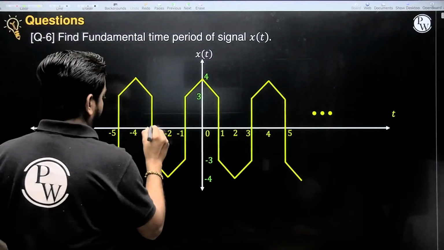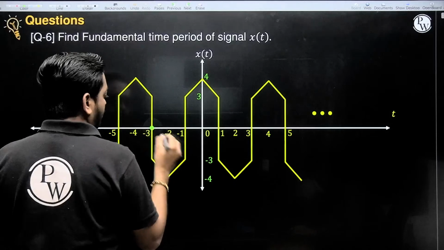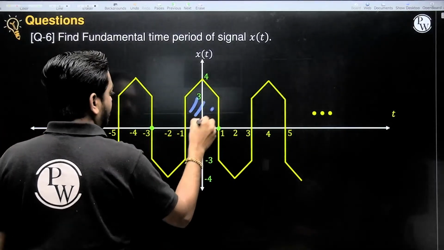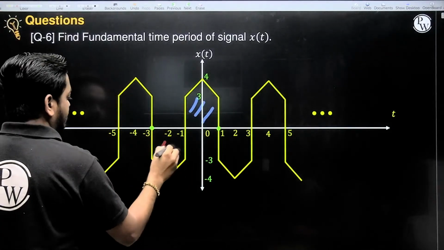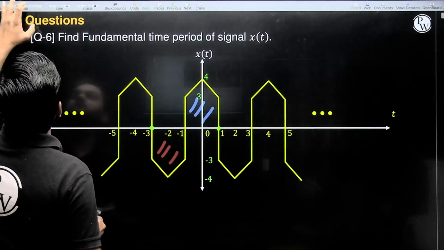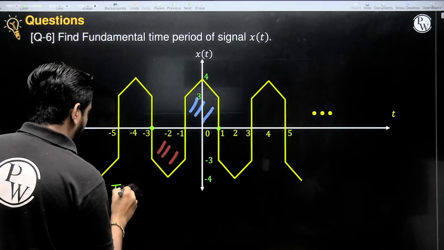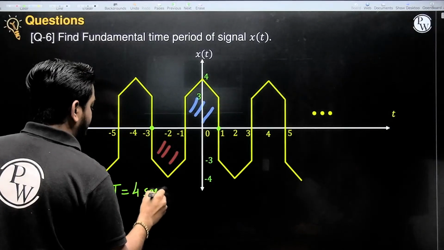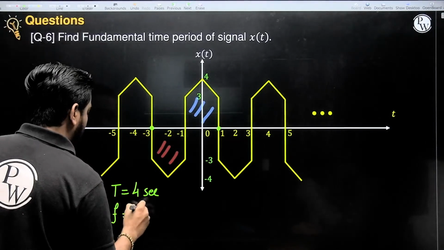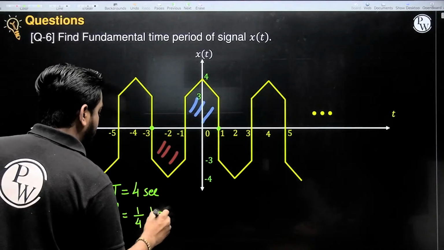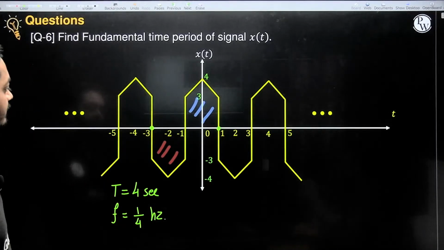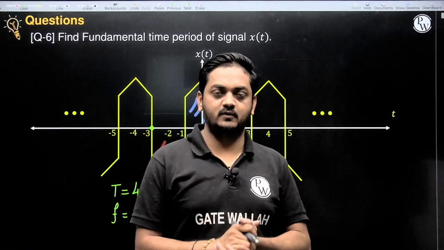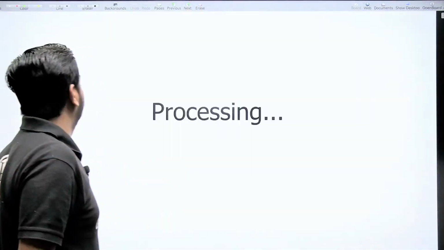The fundamental time period is from -3 to 1. You can see this is the positive half cycle and this is the negative half cycle. What is the fundamental time period? The fundamental time period T is from -3 to 1, which is 4 seconds. The fundamental frequency is 1 by 4 hertz. So these are all non-sinusoidal periodic signals. Okay, non-sinusoidal periodic signals.